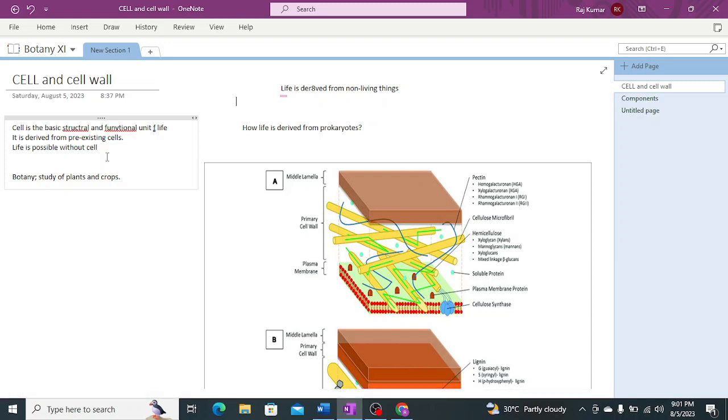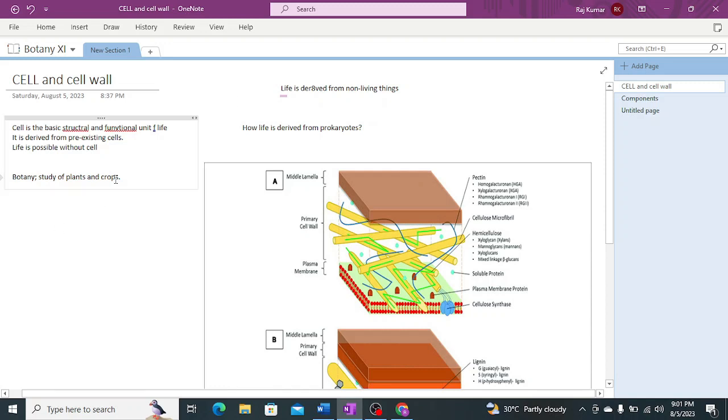And thirdly, there is a question: is life possible without a cell? So we can say yes, it is possible without a cell because there are acellular organisms, such as viruses, which do not have any cell. They just contain a nucleic acid and a protein coat. Whenever they go inside the host body, they become activated. They become alive. They become a living organism. So in that case, life is also possible without a cell, because a virus is an acellular organism which lives in the host body.